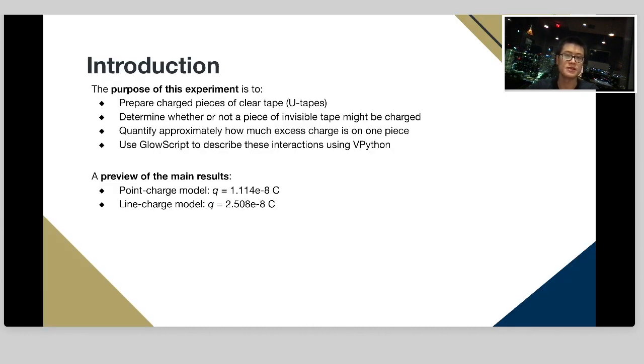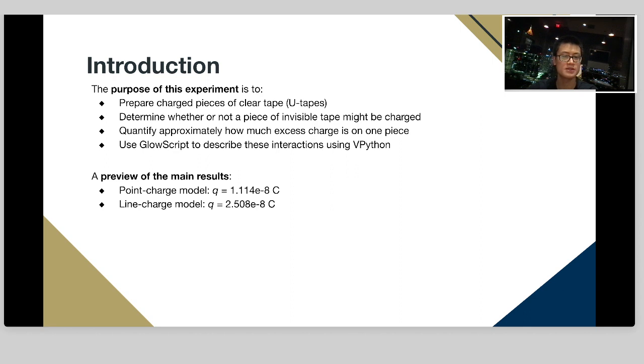This experiment was based off of the question in Matter and Interactions, 4th edition, 2nd volume, titled, Is Invisible Tape Electrically Charged? Shown here is a brief preview of the main results of the lab described in numerical form. The purpose of this experiment was to prepare charged pieces of clear tape, known as U-tapes, and then to determine whether or not these pieces of invisible tape could be charged.